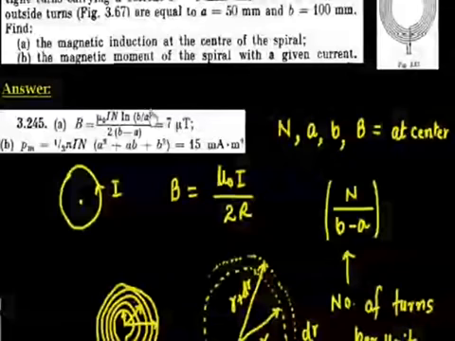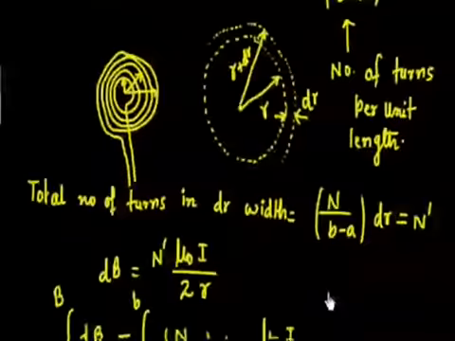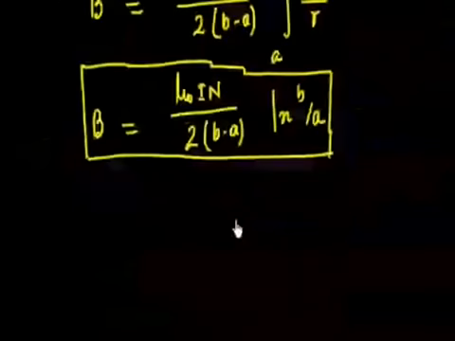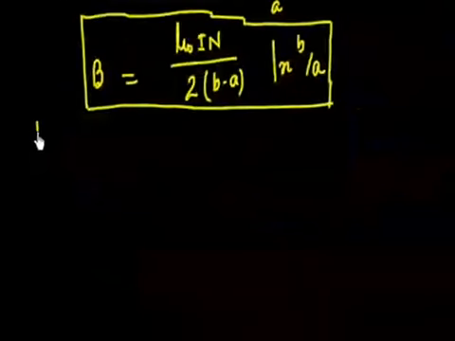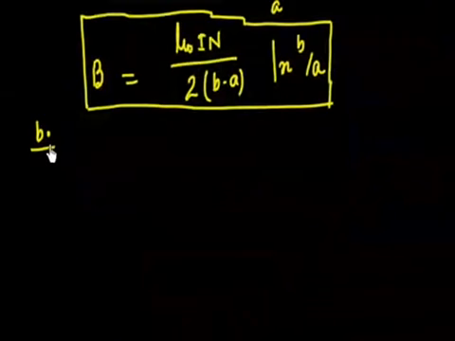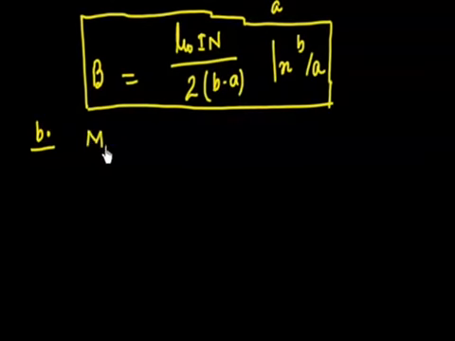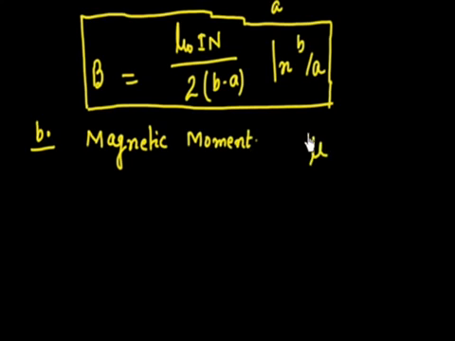Now the second part of the question says calculate the magnetic moment of a spiral with a given current. So we have to calculate magnetic moment. If you remember what is magnetic moment, this is mu, which is nothing but I times A, that is the magnetic moment. Did you remember or not? And this is due to one loop. So you have one circular loop.